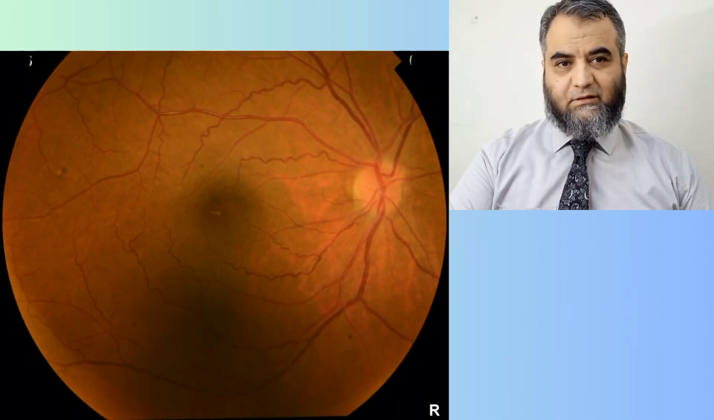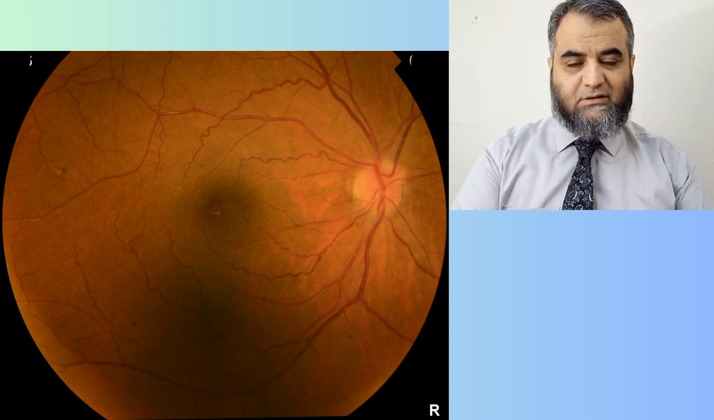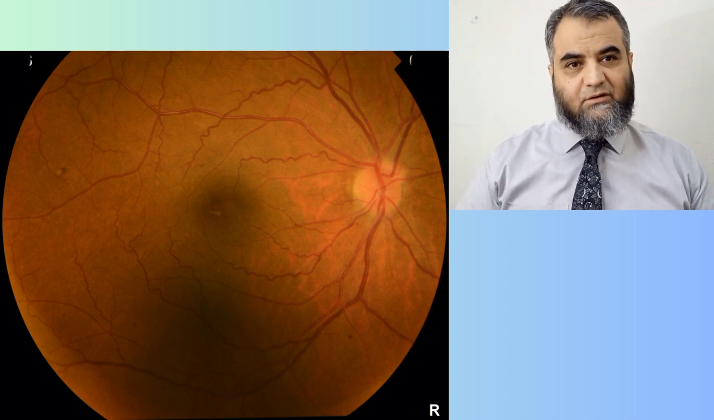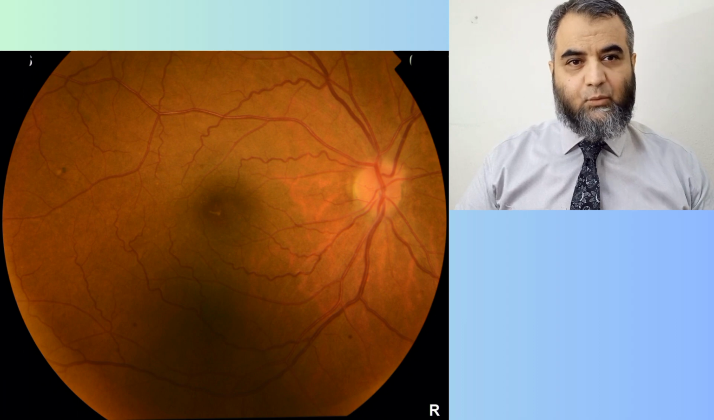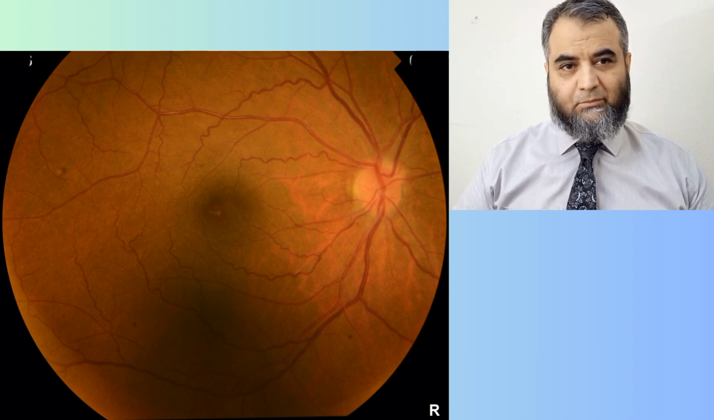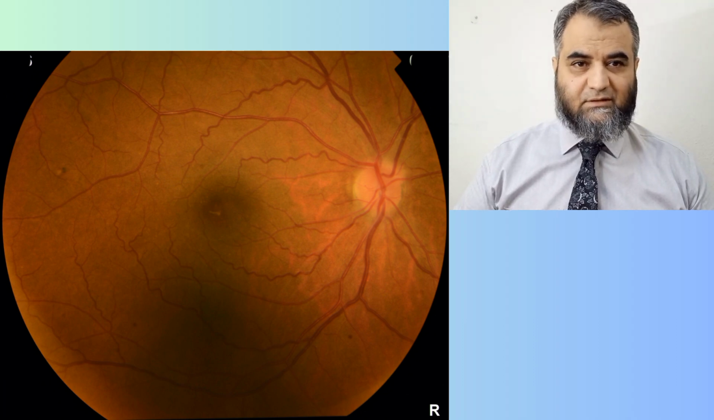This is the right fundus photograph of the same patient. Here you can see no abnormality, no hard exudates, no hemorrhages. So basically Leber's miliary aneurysms is a unilateral disease. Only one eye is affected. So the right eye of this patient, which had 20/20 vision, had no abnormality in the anterior segment or the posterior segment. Both were normal.